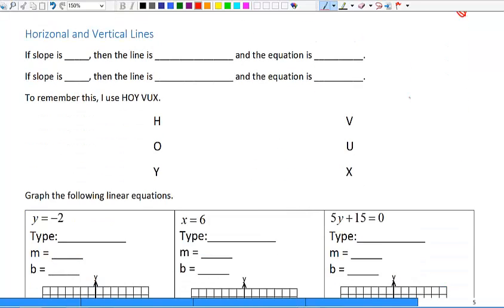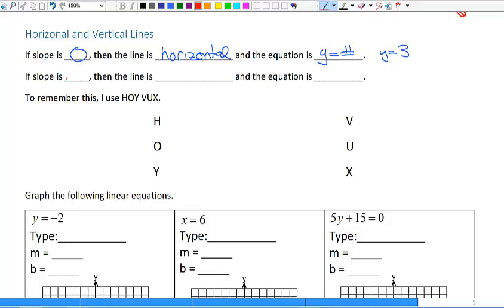Now we do have some special cases. We briefly mentioned them in the beginning, where we have vertical lines and horizontal lines. How I remember this is using Hoi Vux. It's just a mnemonic device to help me remember this. So if our slope is 0, we talked about earlier, then the line is horizontal. And as it turns out, the equation looks like y equals some number. For example, like y equals 3.